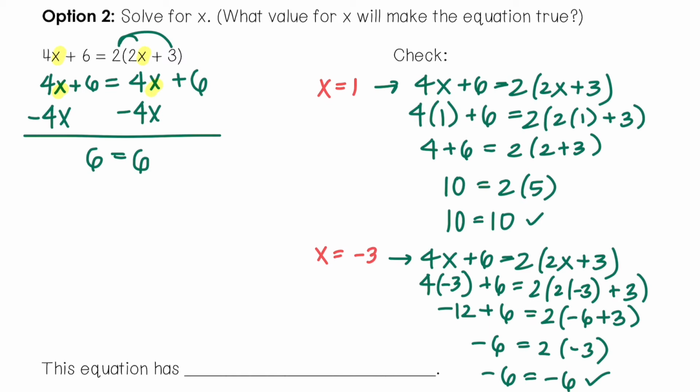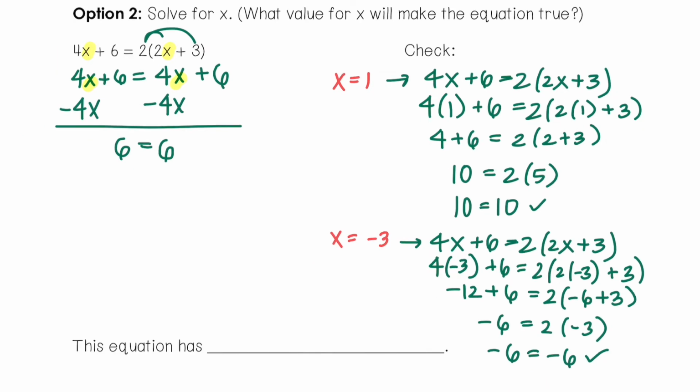If I plugged in a natural number like x equals 1 or a negative integer like x equals -3, if I plugged in a terminating decimal, which is a rational number, or even something like pi, which is an irrational number, it is still going to work that the left side is going to equal the right side, because we have the same equivalent expressions on both sides of the equation, and we always end up getting this statement where it's a number equals the same number. So we would describe this equation as having infinitely many solutions.